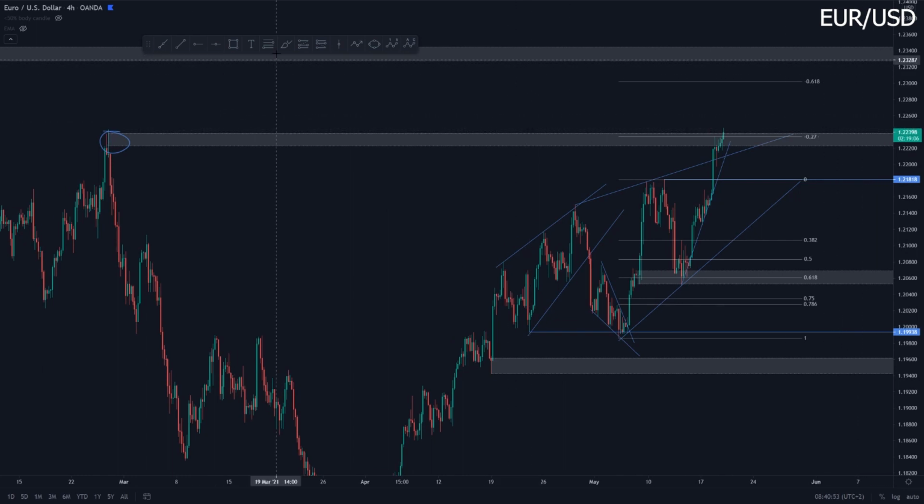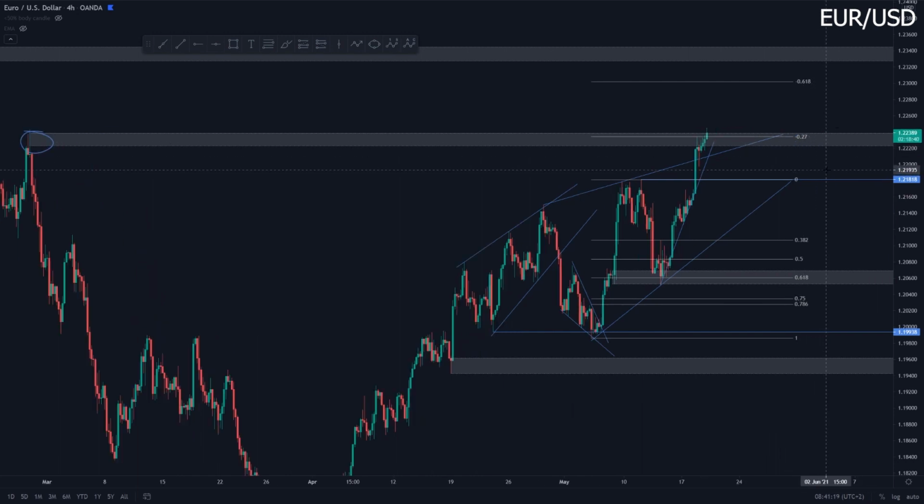So for Euro dollar short, what do we need to see? Well, we need to start seeing some massive rejection from this -27 level, a break of this ascending trend line of the ascending wedge, to then see Euro dollar push further back towards the downside. So at the moment, just waiting for some bearish confirmation until we can look for shorts.